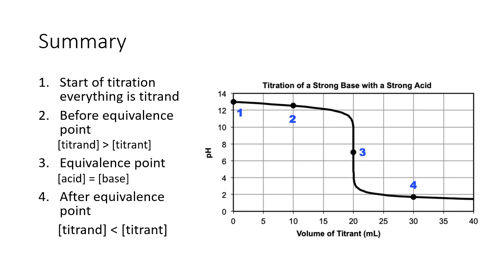To summarize, at the start of every titration, everything is titrand. Before the equivalence point, titrand is greater than titrant, and so you're going to have to do a BCA table and then figure out your molarity in order to determine pH. At the equivalence point, acid equals base, and for a strong acid, strong base, that means that the pH is 7. After the equivalence point, titrand is less than titrant concentration, and so you're going to do another BCA table and then find the molarity from there.